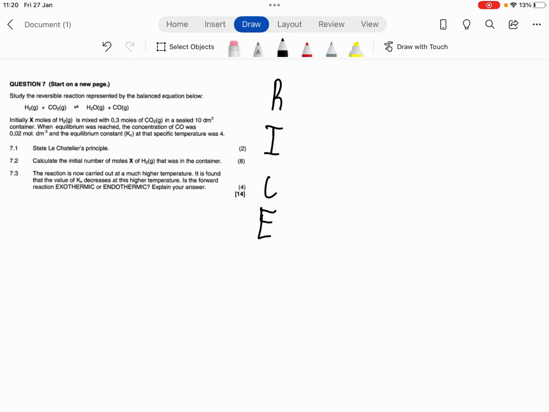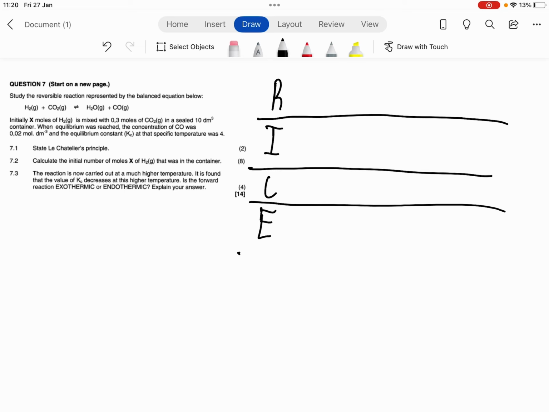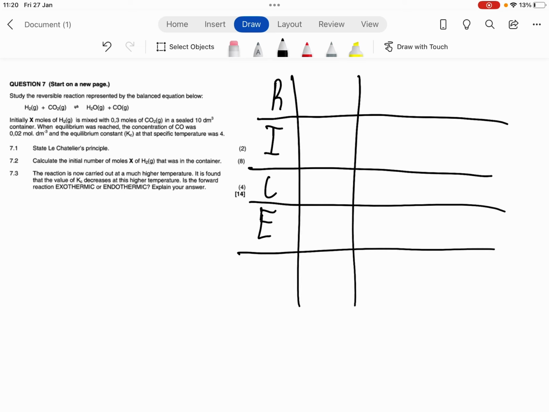R stands for the ratio of the reactants and products. Just a rough table like that is okay. R stands for, of course, the ratio. The ratio is 1:1:1, from the coefficients of the products and reactants there. I stands for initial, so the initial amounts of each of the products and reactants. Of course, for the products we have 0, so there were no products initially.